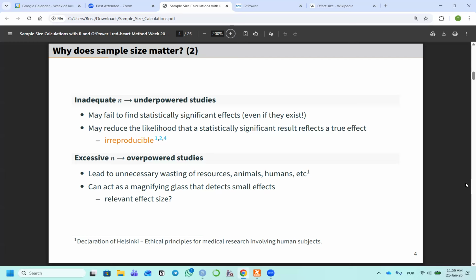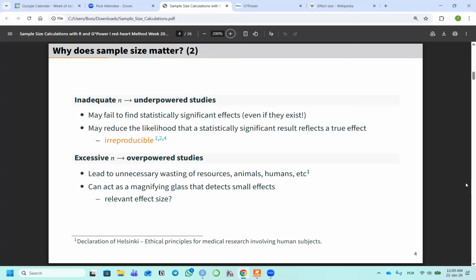That's good. But at the same time, as researchers, we have to ask ourselves, is this relevant to deal with? Is this effect biologically significant? Is this effect clinically significant? So we have to think about that before recruiting our subjects.